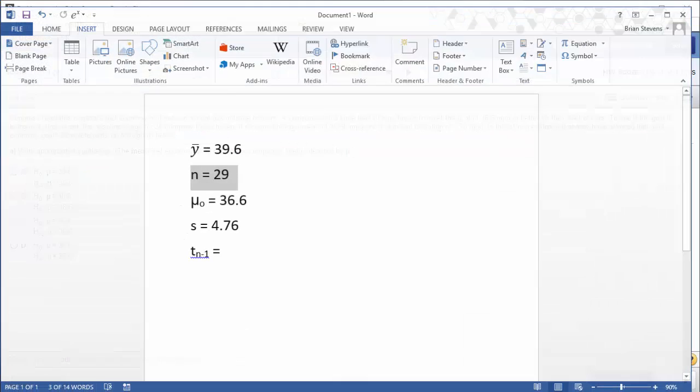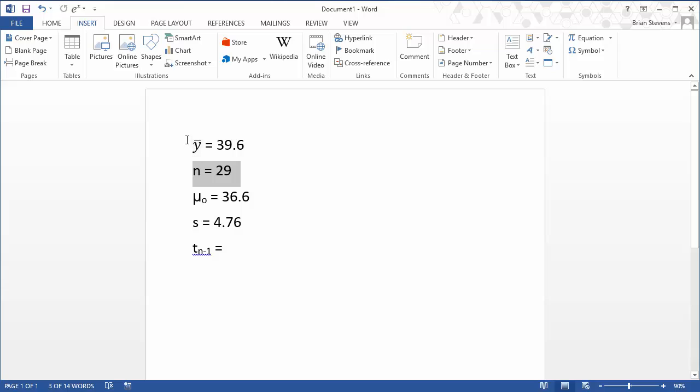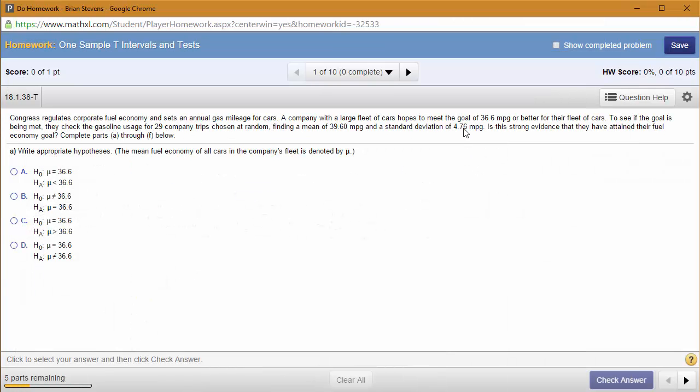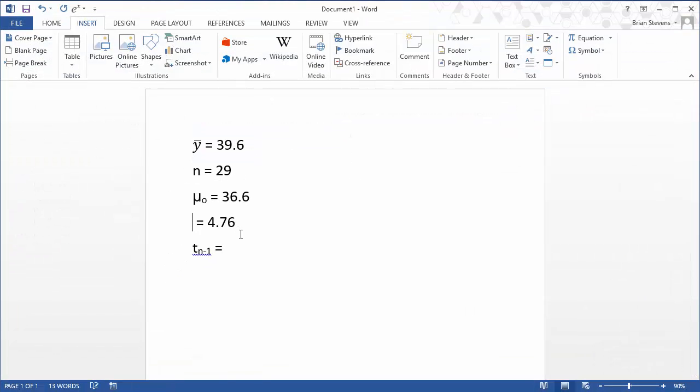Now, when we do the sample mean, it's important to know we can call it x or y bar. It just means mean of that variable. So this is the sample mean, 39.6. It relates to the sample size. Next, we have 4.76, very important because this is also a sample standard deviation. Sample standard deviation is S, where the population standard deviation would be sigma. We are not interested in sigma though. We are interested in S.